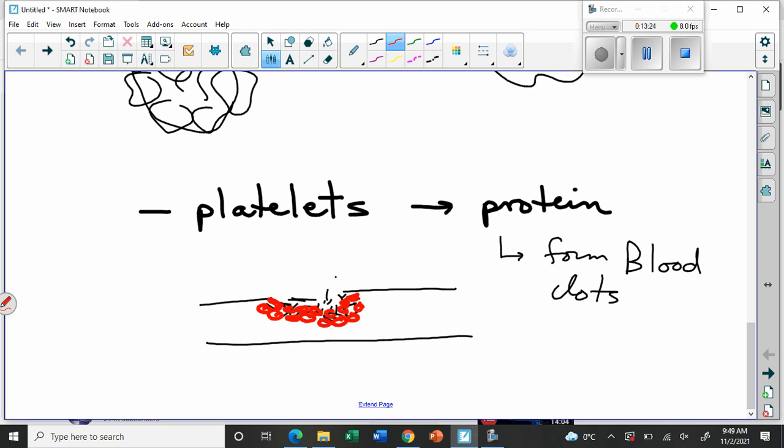And that helps to seal the wound until the cells along here that make up this blood vessel can grow. They can, by mitosis, grow and heal the wound. So a blood clot is a way of protecting you from bleeding to death. We want to have blood clots when we're cut open. We don't want to have blood clots when we're not.